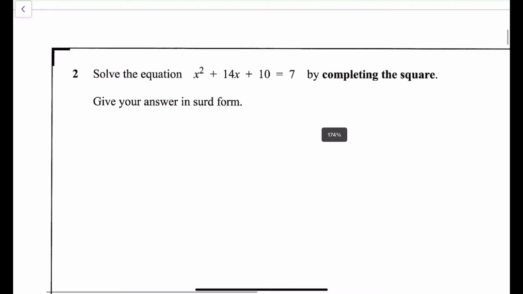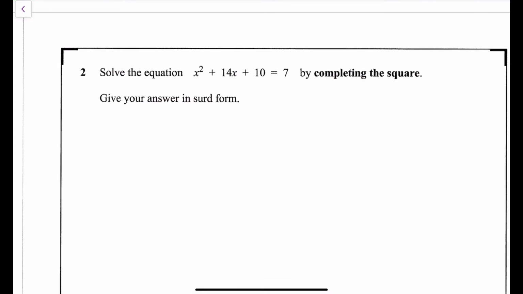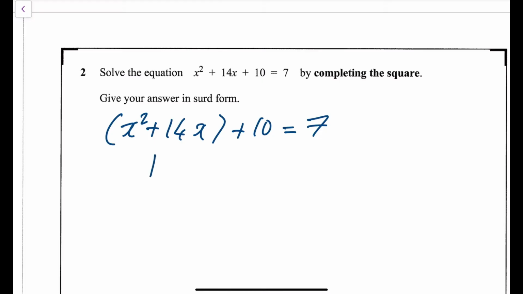Next question says, solve the equation x squared plus 14x plus 10 is equal to 7 by completing the square. Give your answer in surd form. To do this, I like to isolate my 2 x terms, by which I mean my x squared term and my 14x. That's all I'm doing here at the start. And then I want to complete the square in this bracket.